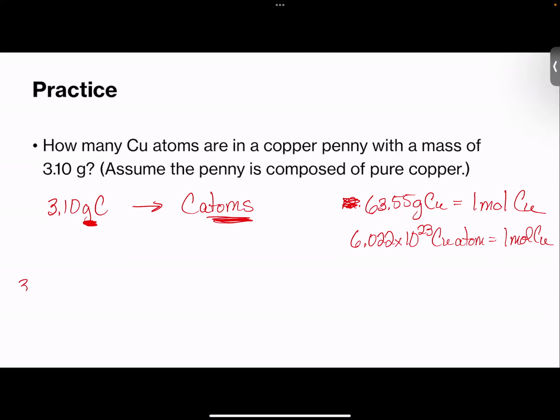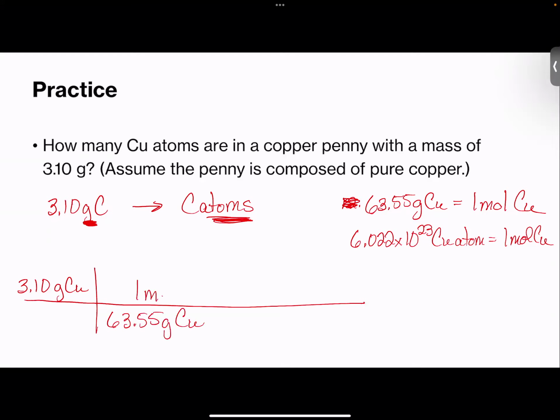So we begin with the number we were given, 3.10 grams of copper. You got to use the grams of copper first. Why do I got to use the grams of copper first? Because I got to get rid of that unit. So 63.55 grams of copper is going to go in the denominator with the 1 mole of copper going in the numerator. I put the grams in the denominator because I got to get rid of them. I didn't want moles of copper. I wanted atoms of copper.